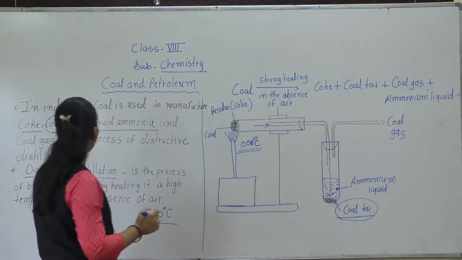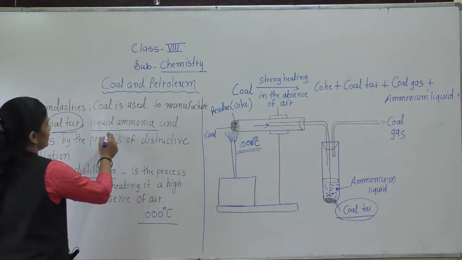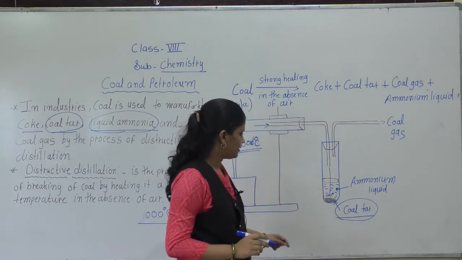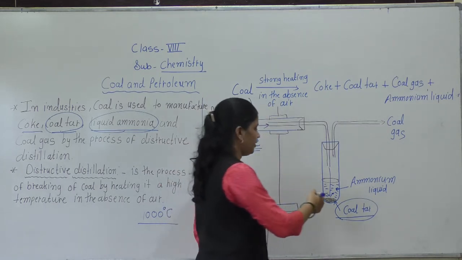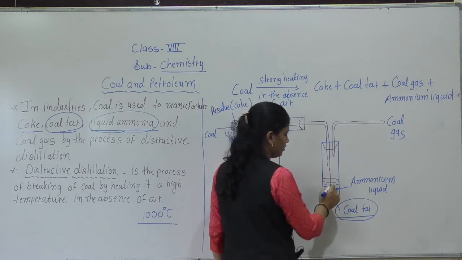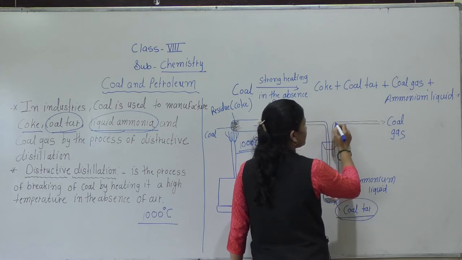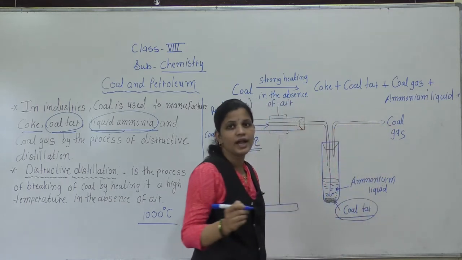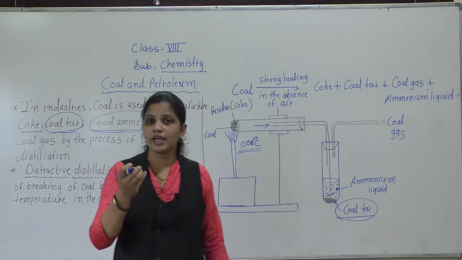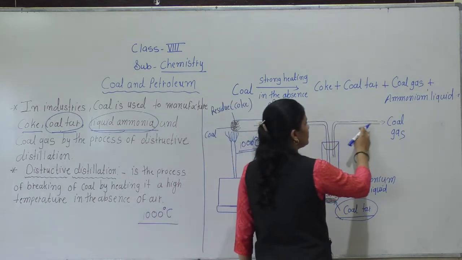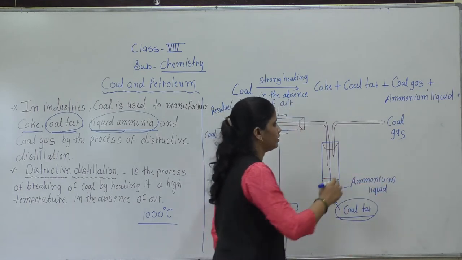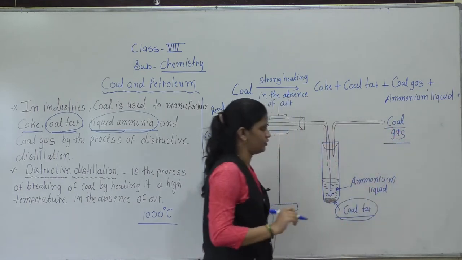Now the second one, what? Ammonium. See, liquid ammonia means ammonium liquid. Here is the second, ammonium liquid, and still some, when this coal tar is reacted with this water, some vapors come out, okay? And if we are performing this practical, gas fumes come out through this bent tube, and that is known as coal gas, okay?